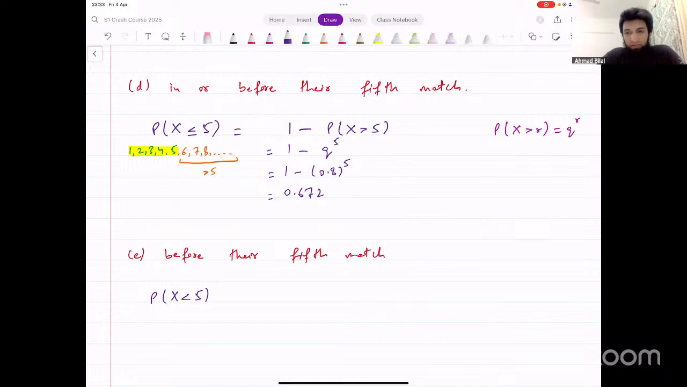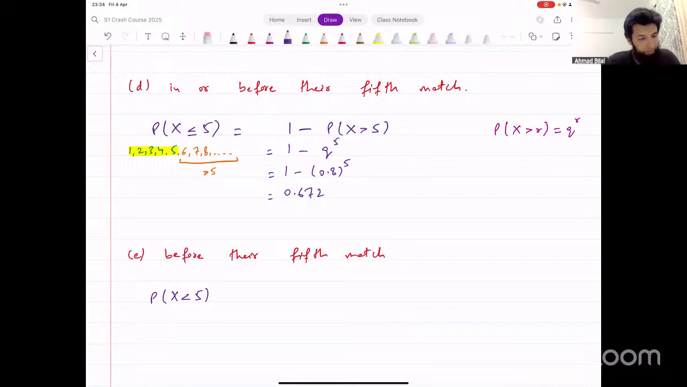5C4, where does that come from? It's not binomial. This is geometric. We don't have combinations here. Is that okay? Any questions on this? Yes, Nabila?